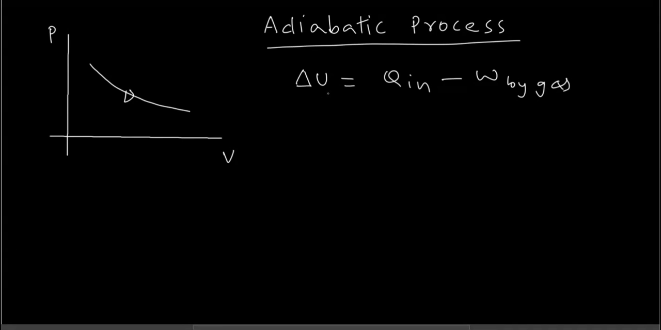Okay, so change in internal energy is Q in minus work done by gas. Now this is not there, so heat supplied is not there. Now, if I am taking the temperature change as delta T, your delta U can always be written as N into CV into delta T. So that you can do. Now, work done by gas.